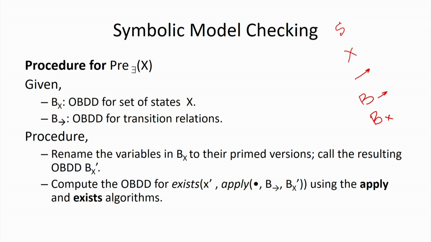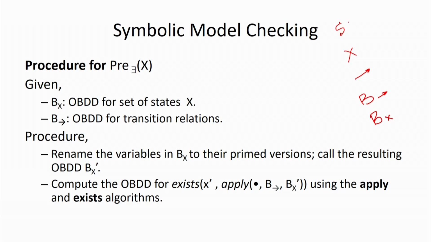Now, in the procedure we have two steps. In the first step, we rename the variables in x to their prime version and call the resulting BDD Bx prime. So, basically what will happen? To represent all the states we take help of some variables, say the variable set x1, x2, ..., xn. If we have a total of 2 to the power n states, then we need that many variables.